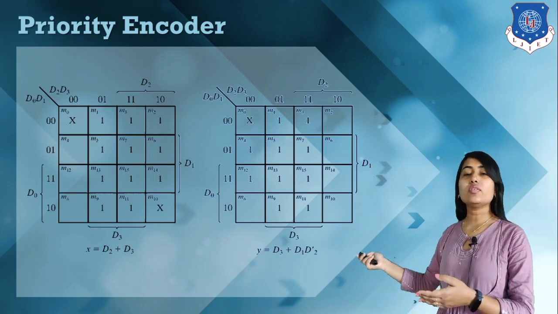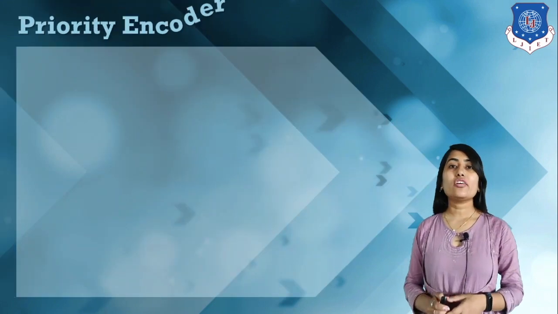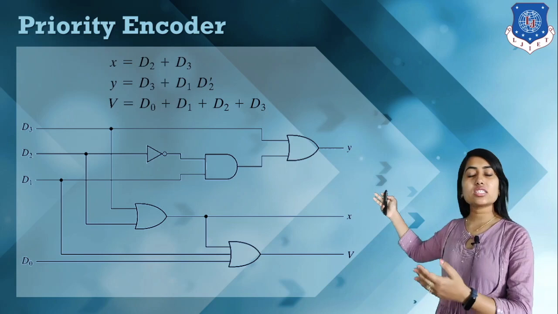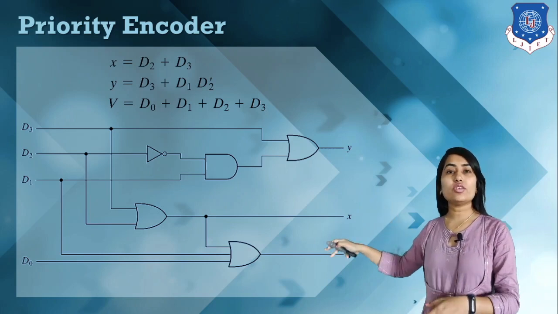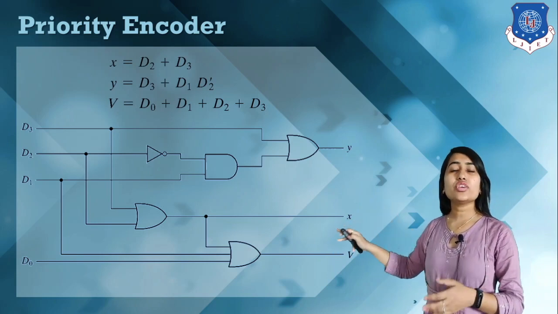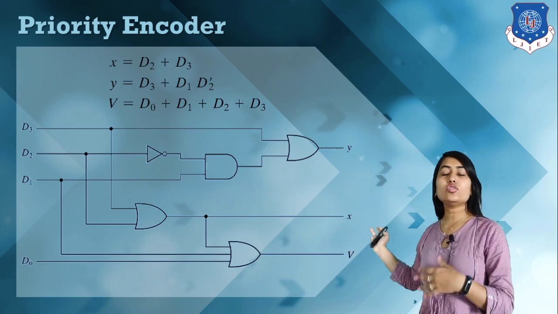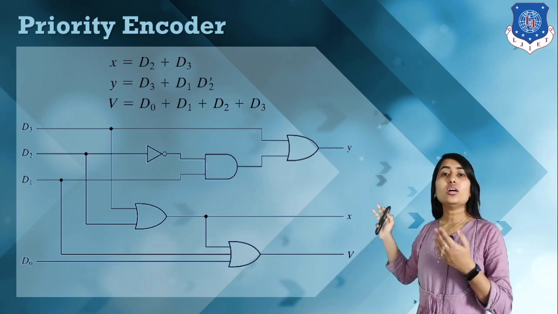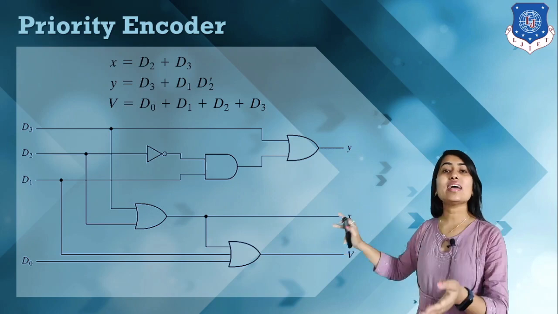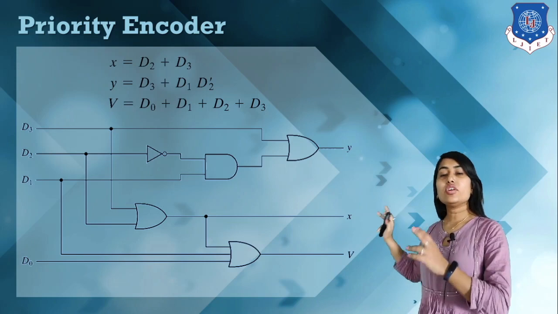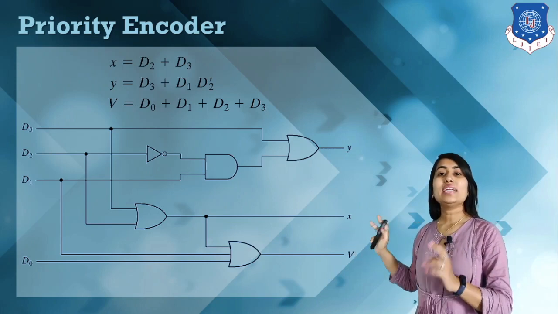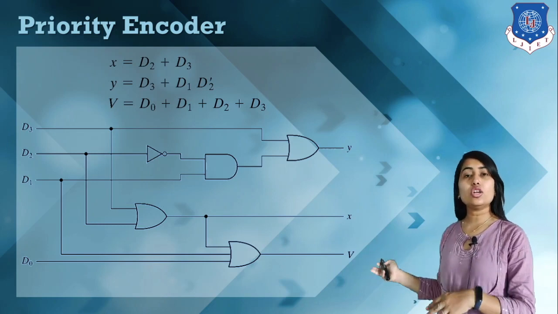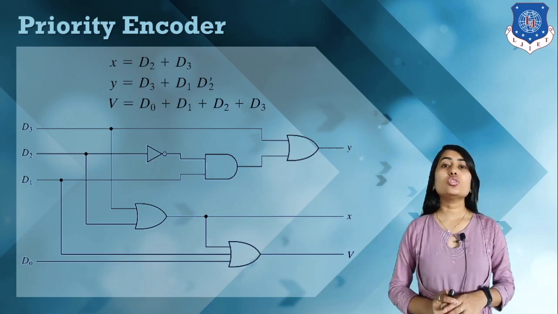Here we have a logical diagram for the priority encoder, that is a 4x2 priority encoder. We have the x, y logical expressions, and the v valid bit indicator. v is equal to 1 when any of d0, d1, d2, d3 is equal to 1. So x is equal to d3 plus d2, y is equal to d3 plus d1 d2 dash, and v is equal to d3 plus d2 plus d1 plus d0. This is how we can make a logical diagram of a priority encoder. So this is our encoder.